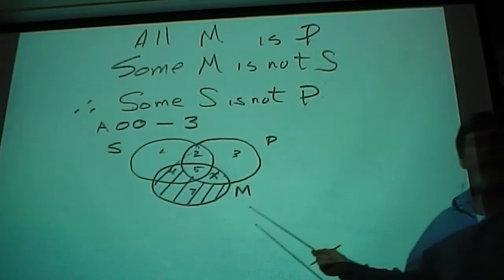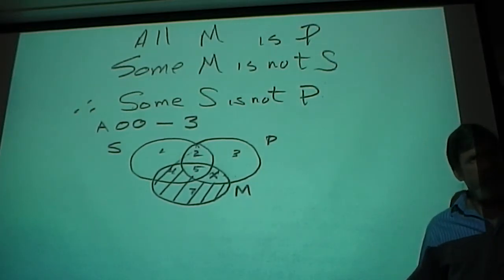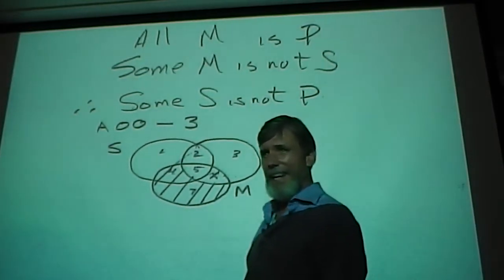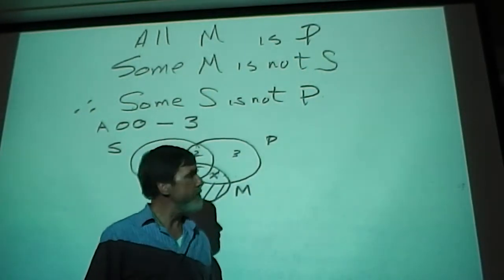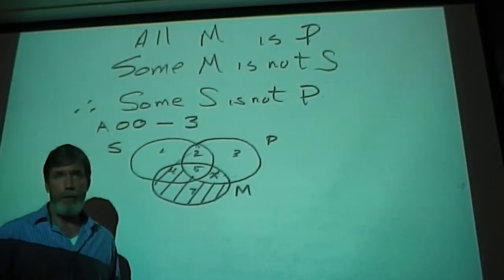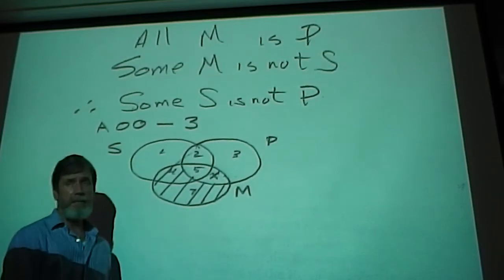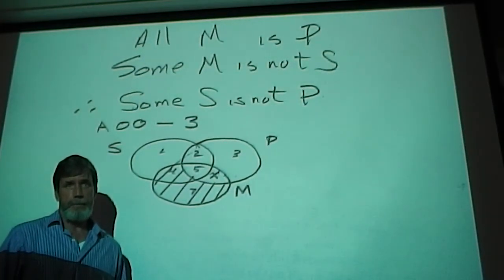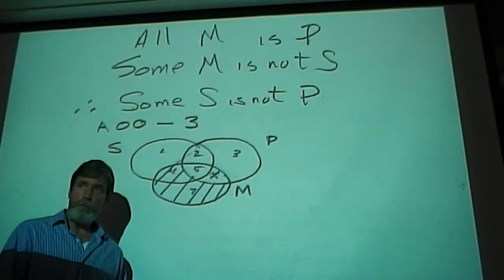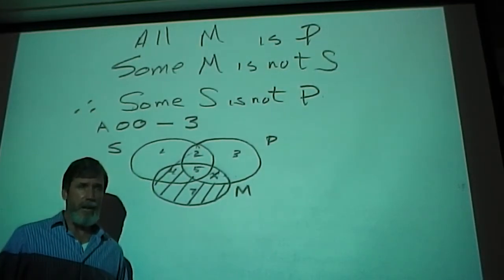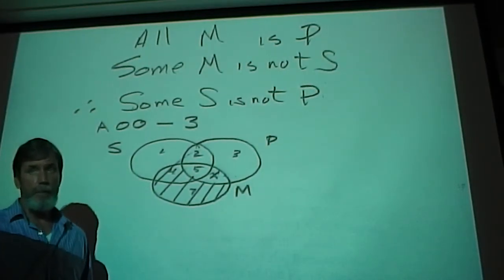See, that doesn't go on a line. You don't have a choice of two segments in which to put that x. It's got to go in M, but not S. Well, we can do that. Segment 6. So, do you interpret this as the diagram of a valid or an invalid argument form? Invalid.